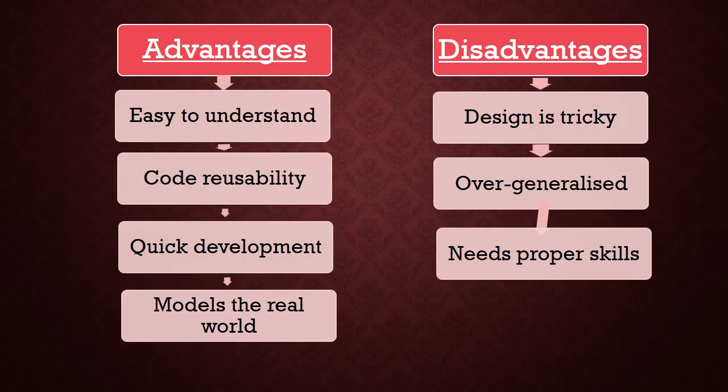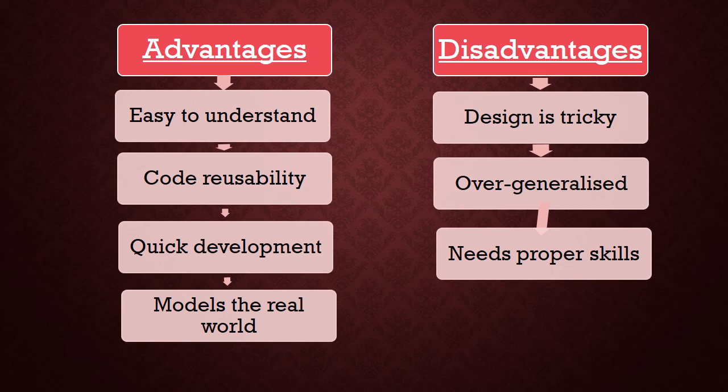Now we will discuss the advantages and disadvantages of this object oriented design. First, let us focus on advantages. The first one is that it is easy to understand. All the programs are easy to understand and maintain, and with the help of properties like inheritance, polymorphism and encapsulation, programming becomes much easier.